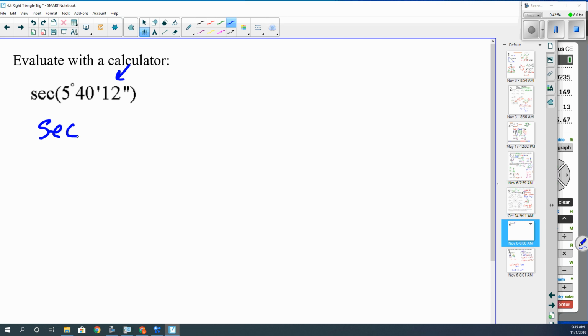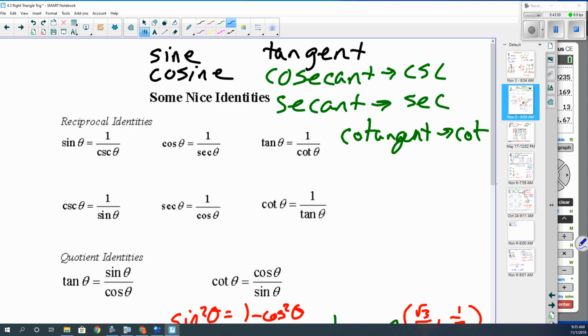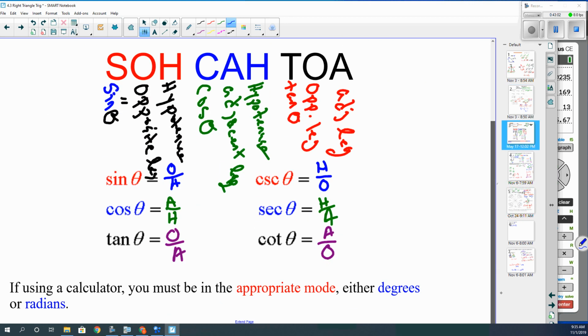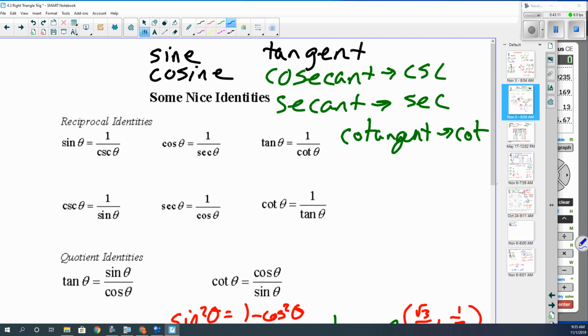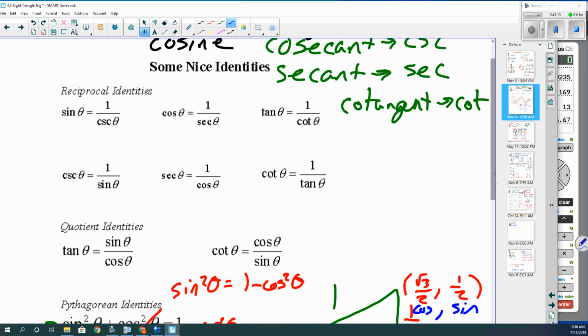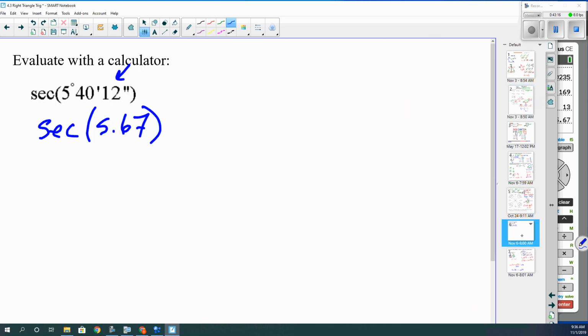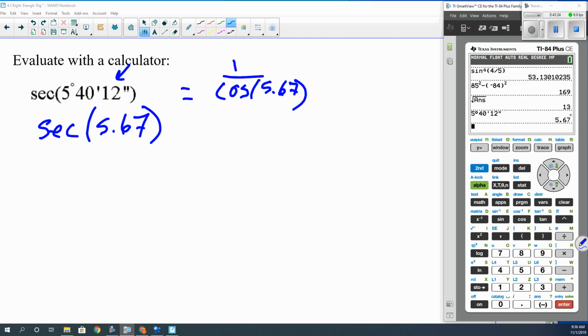So they want me to do secant of 5.67. Now secant, if I look at this one right here, secant I know is the reciprocal of cosine, or I could have done it from the identities right here. Secant I know is 1 over cosine. So I could say this is the same as 1 over cosine of that angle. Because my calculator doesn't have a secant button, I have to use the cosine button. So I just do 1 divided by cosine of 5.67. And now my answer is negative 1.12.